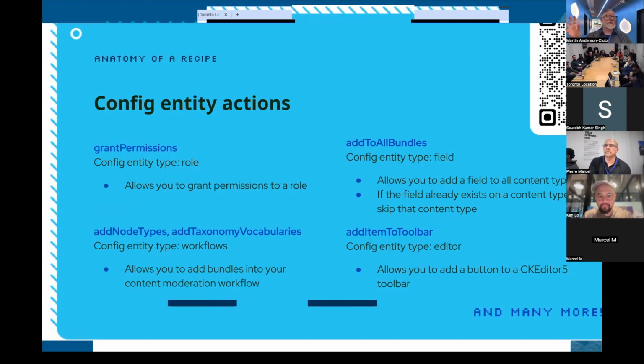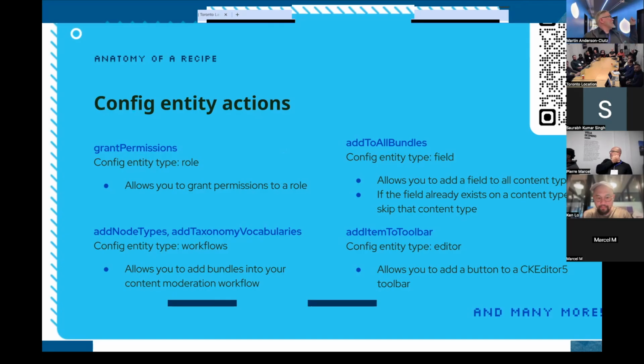So fundamentally, the other type of config action are ones that are more specific to individual kinds of configuration entities. So if you're modifying roles, you've got this config action specifically for granting permissions. If you're working on workflows, there are these config actions to say, apply this workflow to these content types or these vocabularies. If you're talking about fields, there's a config action to say things like add to all bundles, right? So you can see how for different kinds of configuration entities, there are different types of things that you would want to do. And there's a whole library of those available.